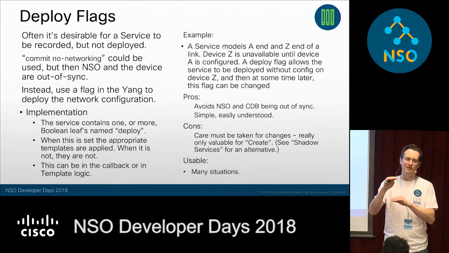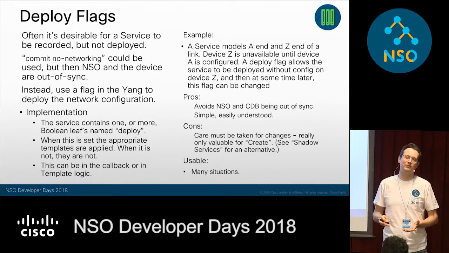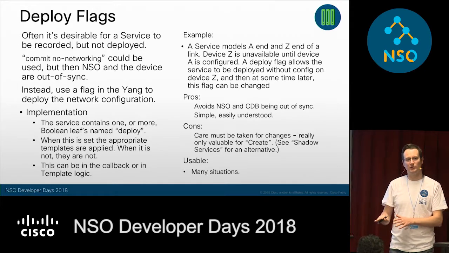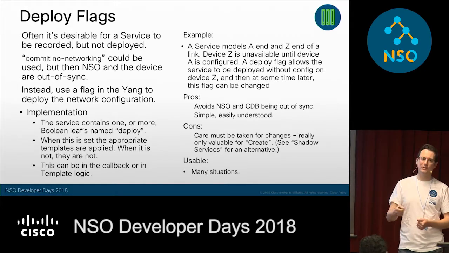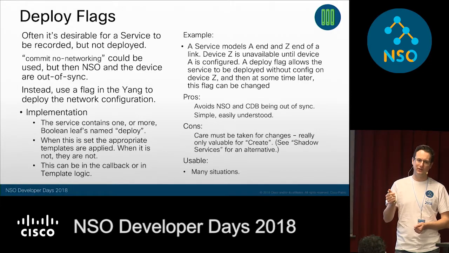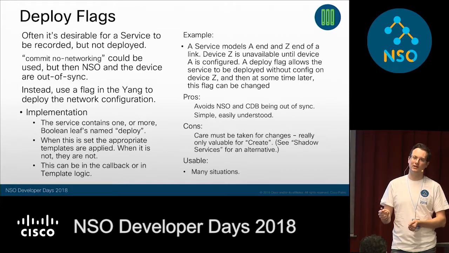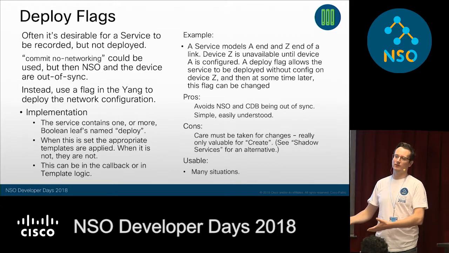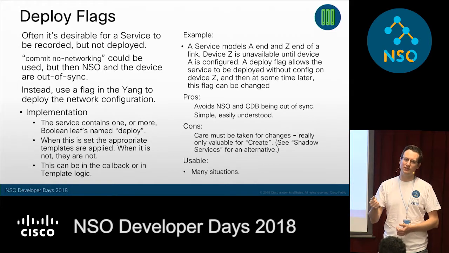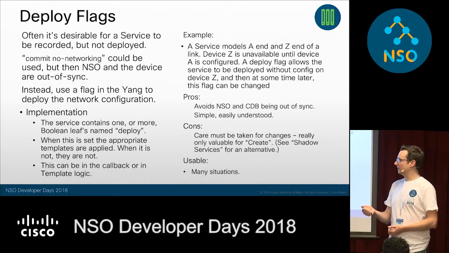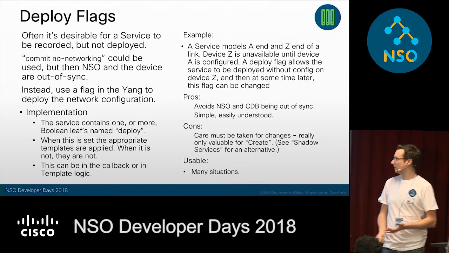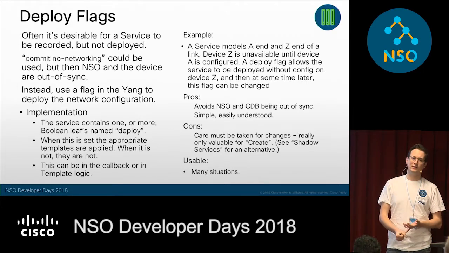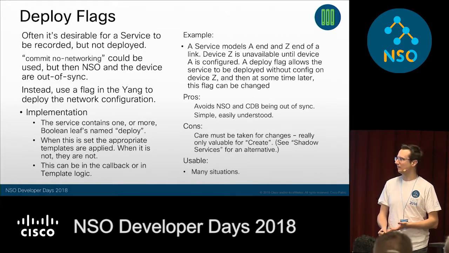It's just a state, and it's not easily discoverable in NSO that, hey, someone's modified this and they didn't want it pushed. So a deploy flag is just a simple way of saying, you know what, this service, I don't want to push it yet. Don't deploy this. It's stored in the CDB, but we'll push it when we change the flag. Now, that's very easy to implement. I mean, it's super easy to understand and explain to people.